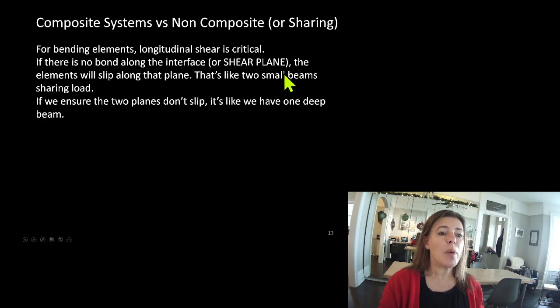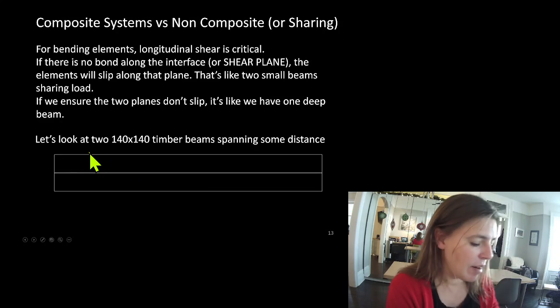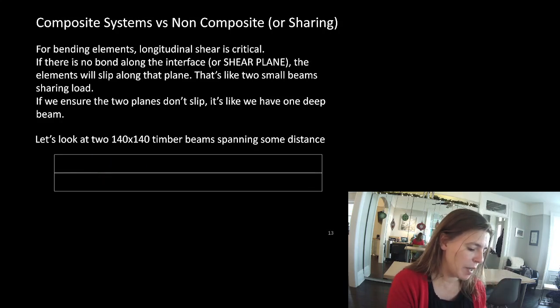So if we don't glue two things together, it's like we have two small beams sharing the load. If we ensure that the two planes don't slip, it's like we have one big, deep beam. So let's take a look at an example here. If we have this section right here, maybe it's worth me doing this as a calculation. I'll go through a calculation in just a second.